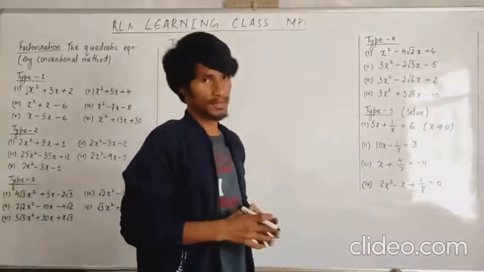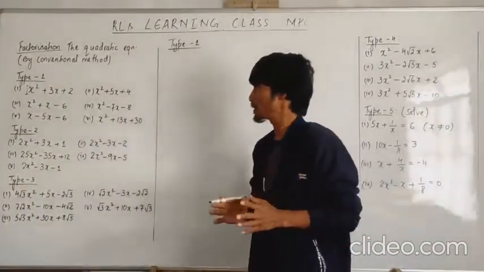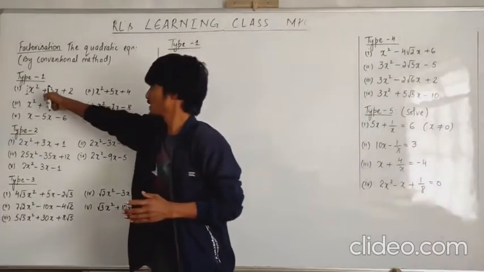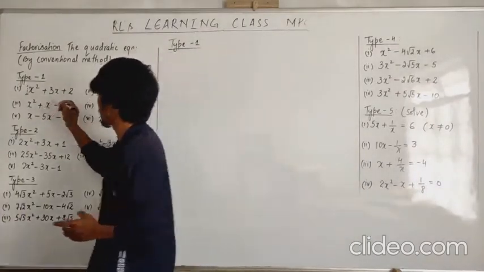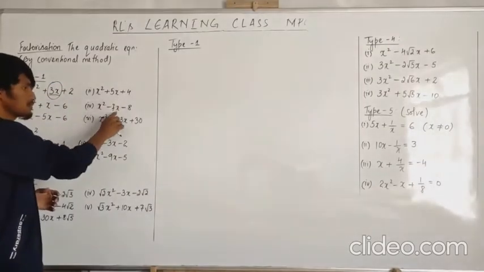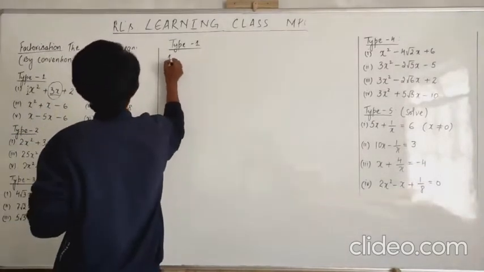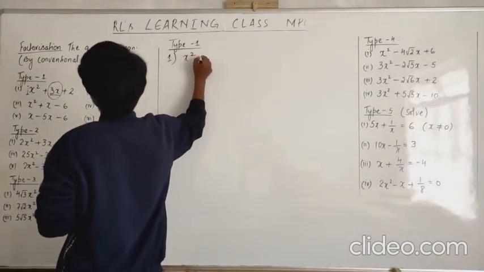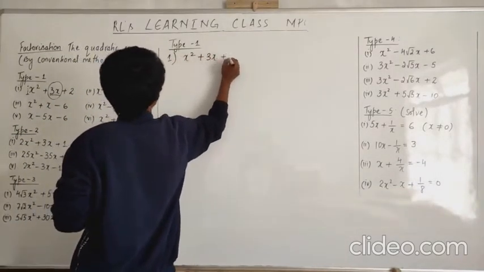Factorize the quadratic equation by splitting the middle term. These are the middle term. Okay, let's take question number 1. Type 1, question 1. X squared plus 3x plus 2.